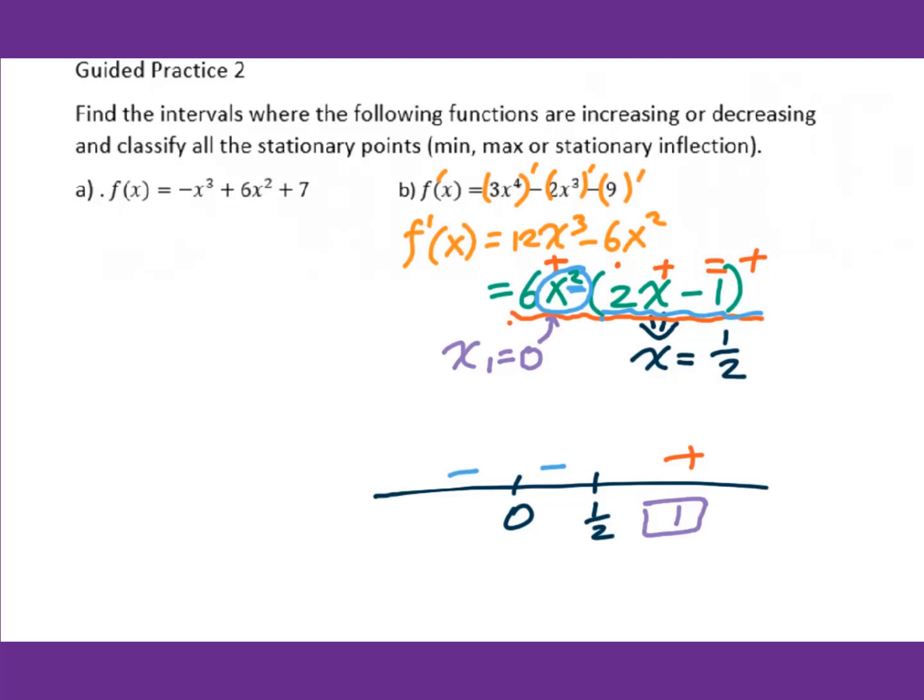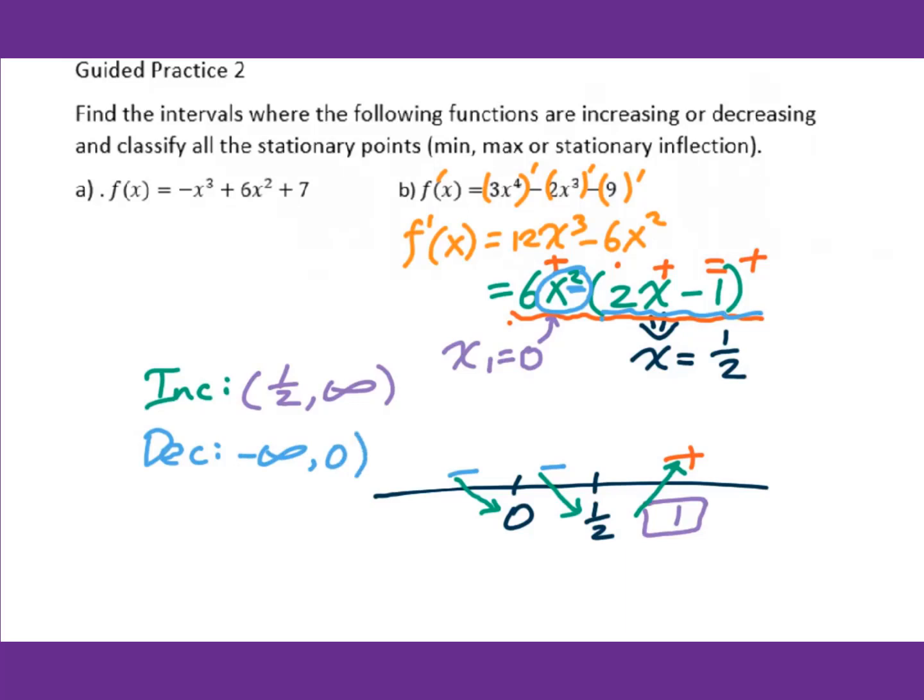Therefore, we can write down the increasing interval. That's over here. This is decreasing. This is decreasing. So for the increasing interval, that will be 1/2 to infinity. For the decreasing interval, that is from negative infinity to 0, then from 0 to 1/2. For this 0, it will be a stationary inflection point.